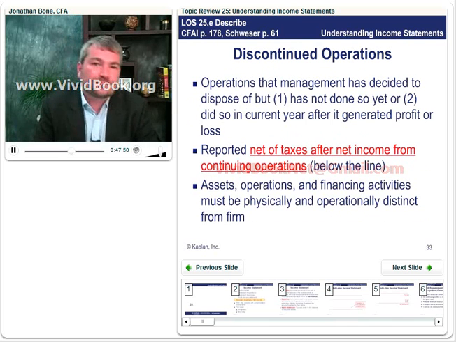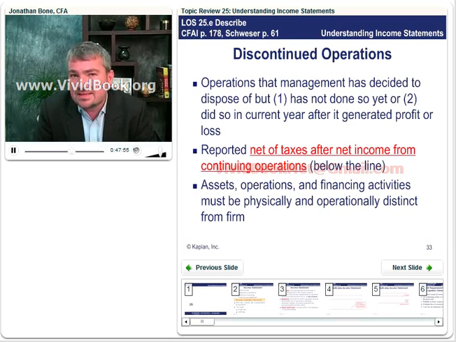Discontinued operations. These are operations where the management has decided to dispose of the operation, but either hasn't done so in the year or did so but partway through a year. Now the key point is if you've decided to dispose of it or did so partway through this year, it's not going to generate earnings in future periods. As a result, we want to keep its operating results, i.e. its sales, its cost of goods sold, its gross profit, its sales general and admin, its operating profit, etc., distinct from the continuing operations of our business.